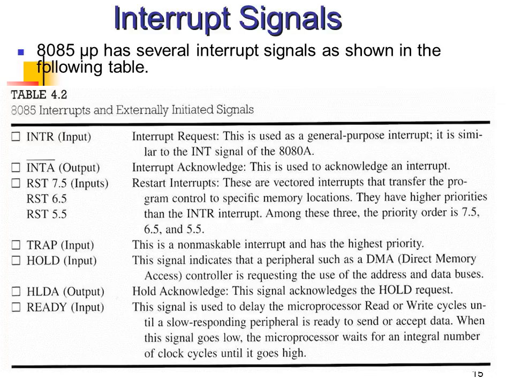RST 7.5, 6.5, 5.5 are the restart interrupts. These are vectored interrupts that transfer the program control to specific memory locations. They have higher priorities than the INTR interrupt. Among these three interrupts, the priority order is 7.5, 6.5, and 5.5. TRAP is an input pin. This is a non-maskable interrupt and has the highest priority.